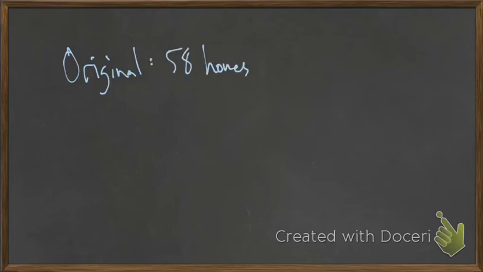So let's say it's got original and new. I'd like to give it a little more context. Original, 58 homes. And new, 152 homes. To give this context, maybe you're playing Sims. You build houses in Sims, neighborhoods. Do kids still play Sims?